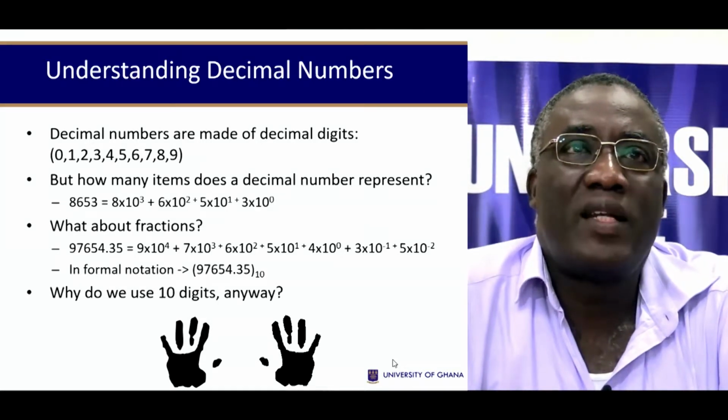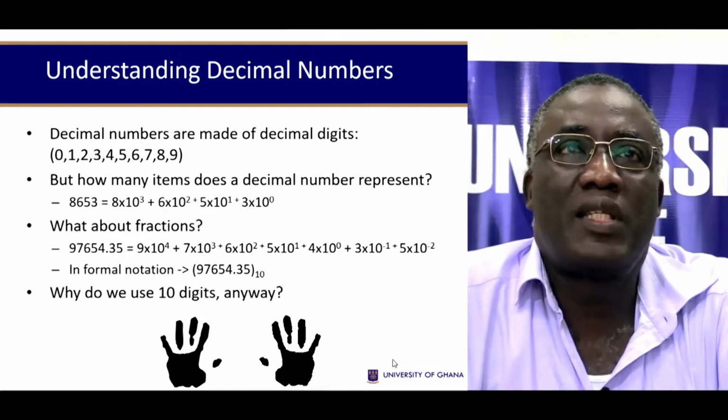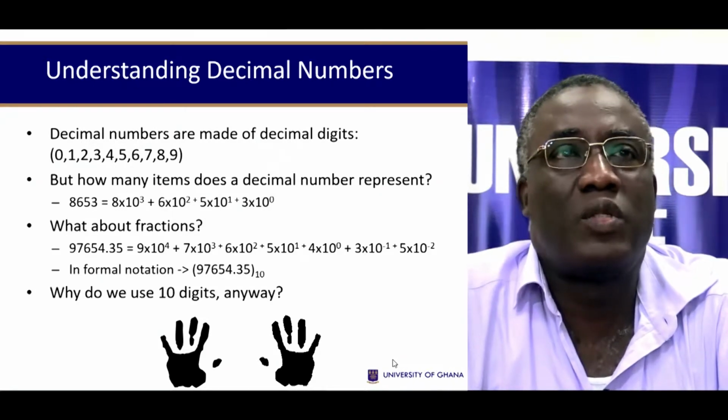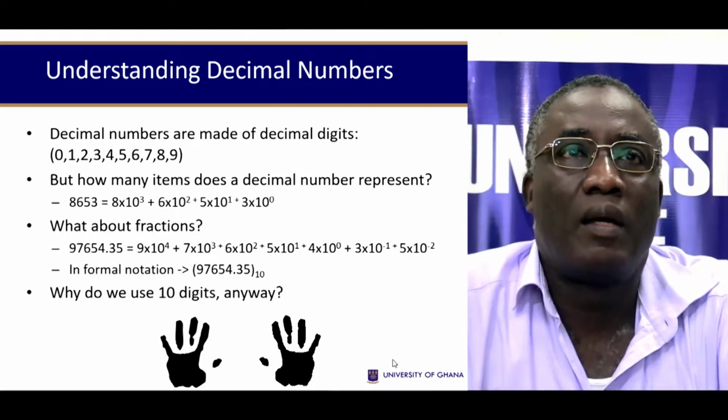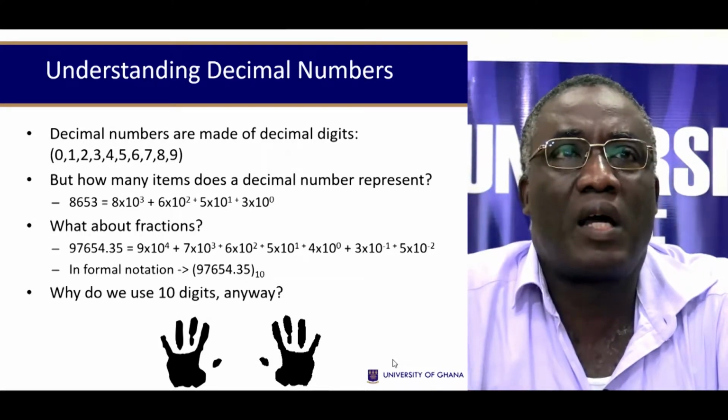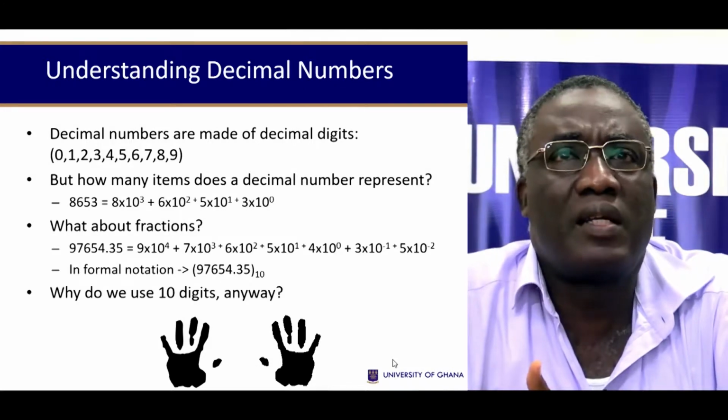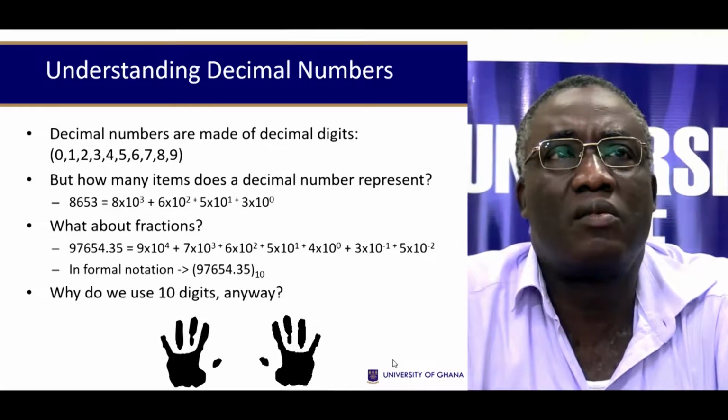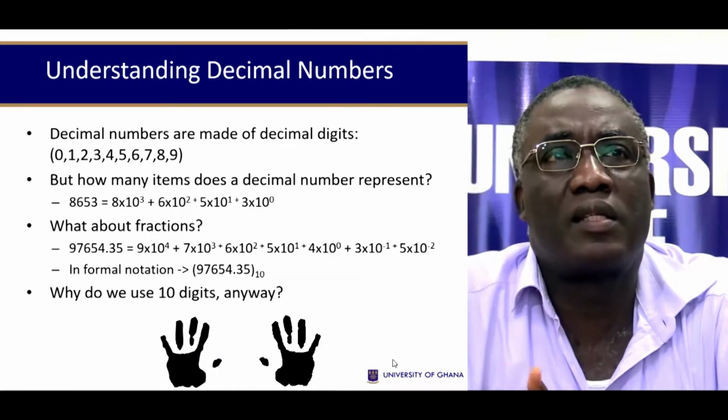We are used to the decimal number system. These are made up of decimal digits, which are 0, 1, 2, up to 9. But how many items does a decimal number system represent? How do you do that?